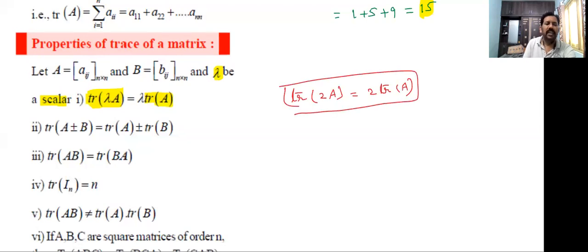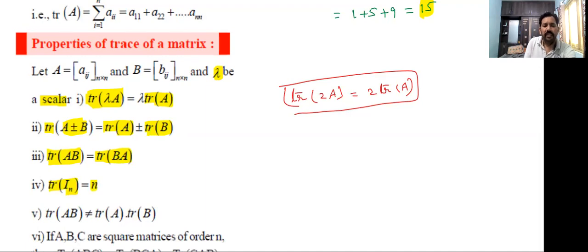Next, trace of A plus or minus B, either A plus B or A minus B, whatever it may be. We get trace of A plus or minus trace of B. Trace of AB is equal to trace of BA. Trace of identity matrix of order n is equal to n only.